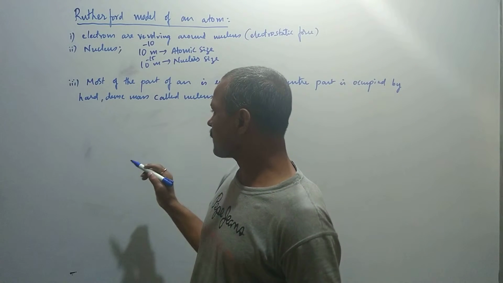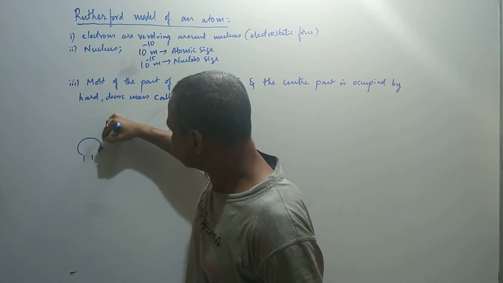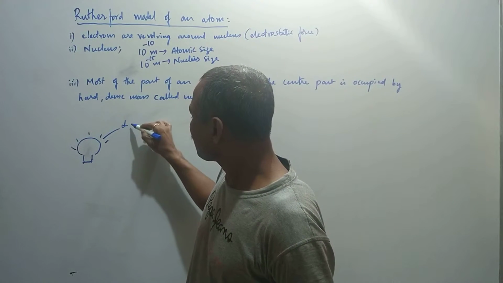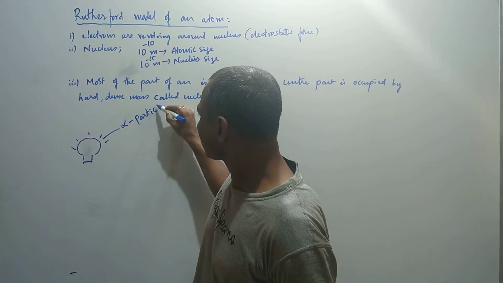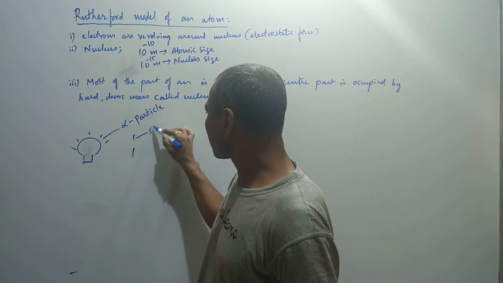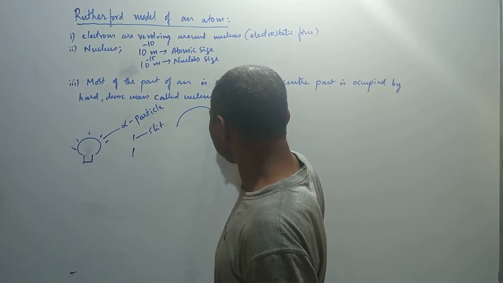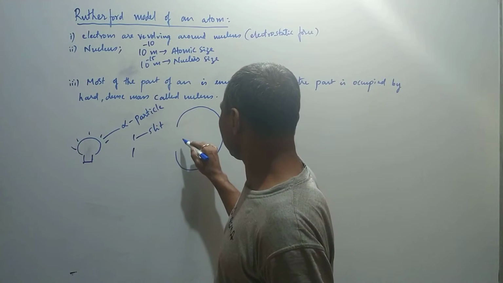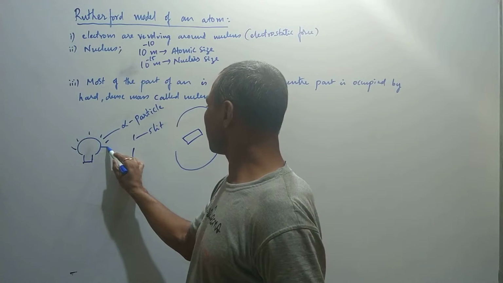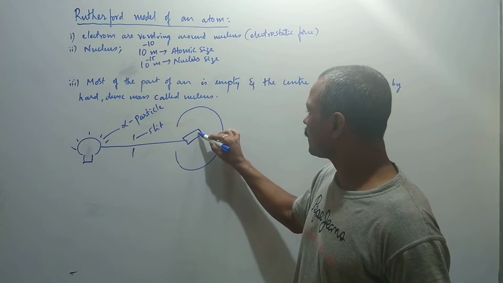That means he carried out an experiment. It was very simple. He considered a source of light, which emits alpha particle rays. He made it pass through a slit. When the radiation came here, he allowed it to fall on the gold foil. He kept the gold foil here, and the beam of radiation is made to fall on the gold foil.